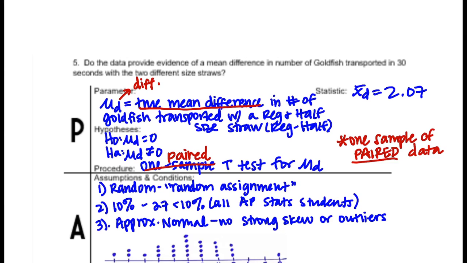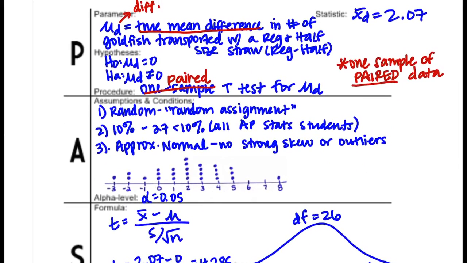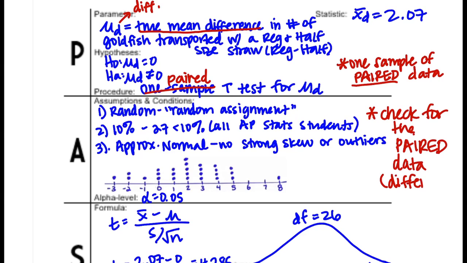Now our assumptions and conditions, notice how I didn't make 2 columns and do one for the regular straw, one for the half-size straw. This is just one sample. And so we check all of these for the paired data, or the differences. So notice here, these are the dot plot of the differences. I don't care about 2 dot plots, there's only one.